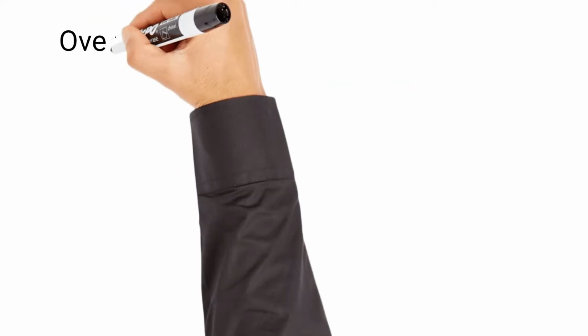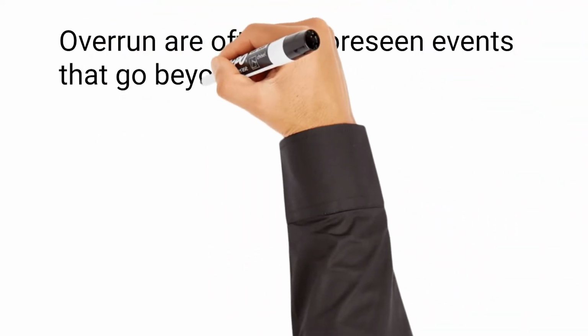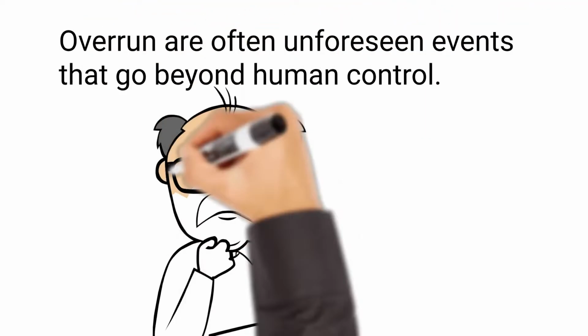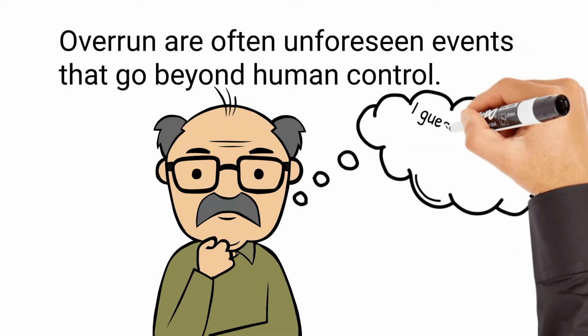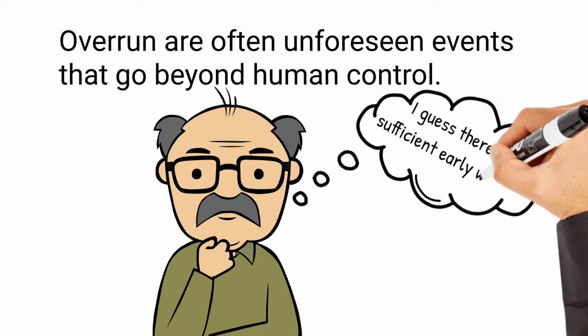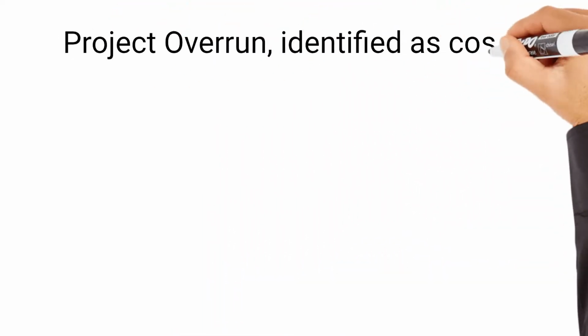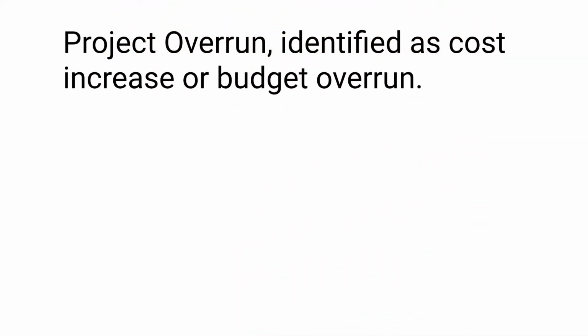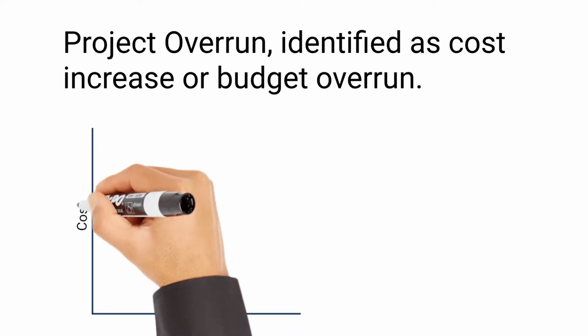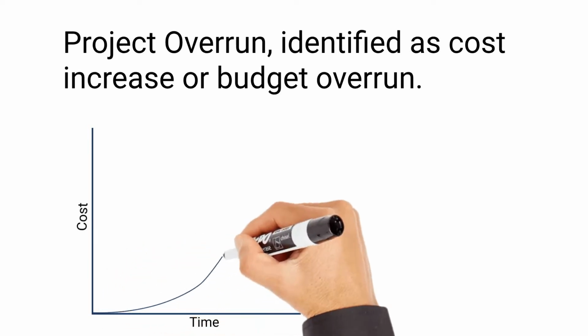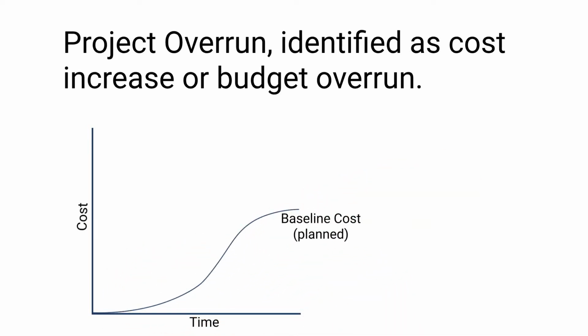Overruns are often unforeseen events that go beyond human control. However, projects give sufficient early warnings, which can lead to overrun in future. It's all about listening carefully to what the project is saying. Project overrun, usually identified as a cost increase or budget overrun, means a budget variance that occurs as a result of an increase in current project cost with respect to baseline cost. Baseline cost is the cost that the team planned at the start of the project.